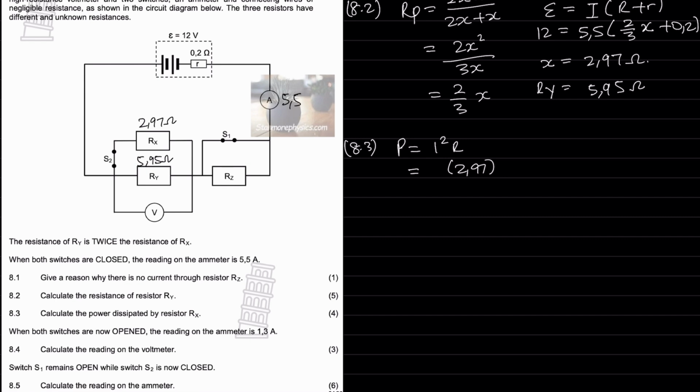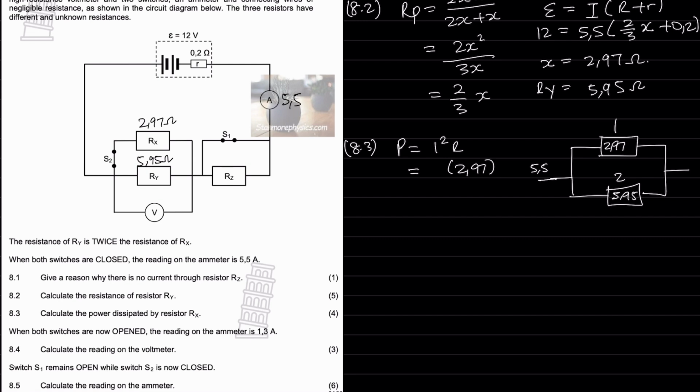So to work out the current, I'm going to use just a dividing method. So here I have my two resistors, like so. This one we worked out was 2,97. This one we worked out was 5,95. Basically, the ratio is 2 to 1. And then we have the total current of 5,5 amperes. Now we want to divide that 5,5 amperes in a ratio of 2 to 1.